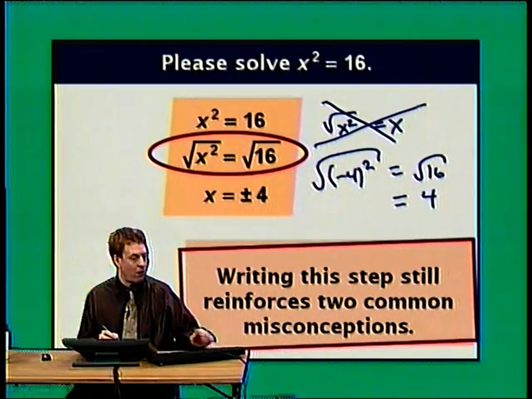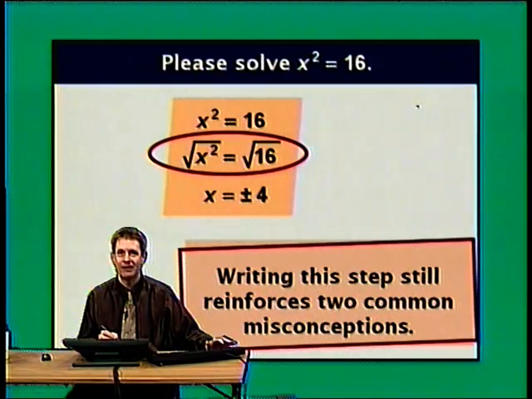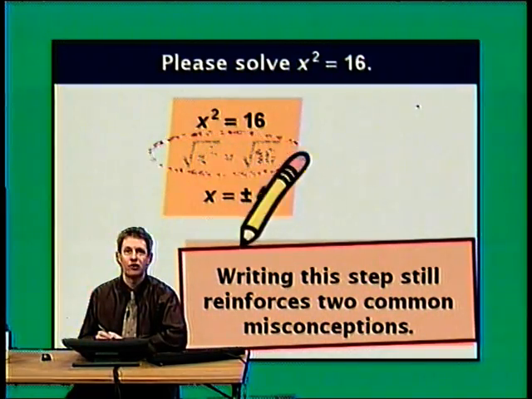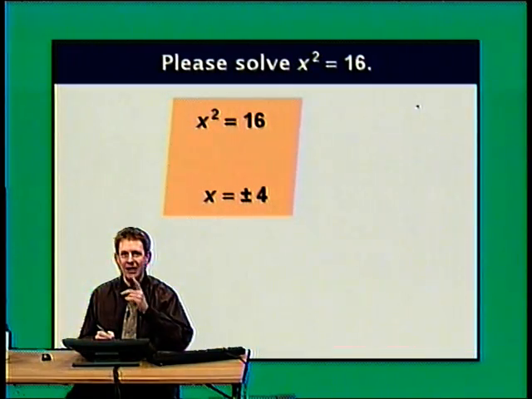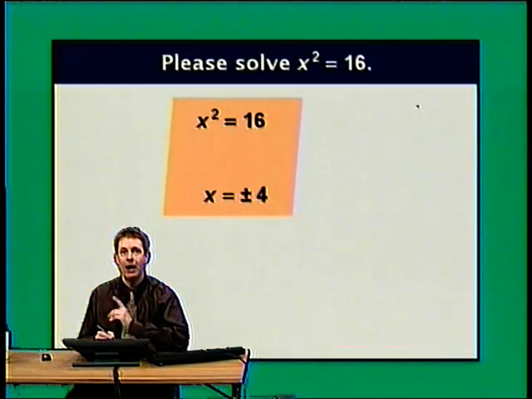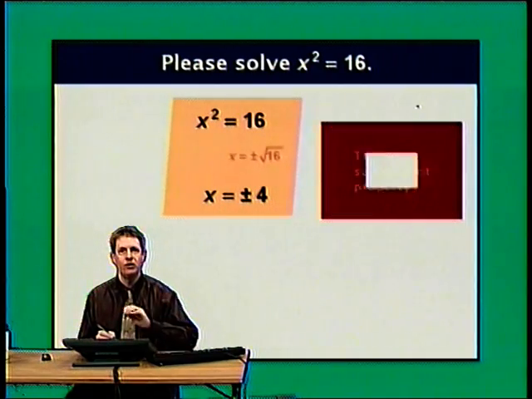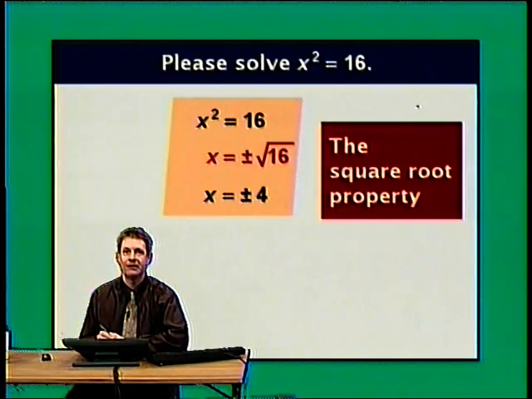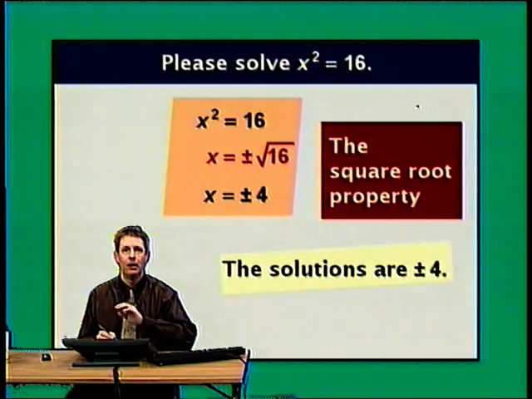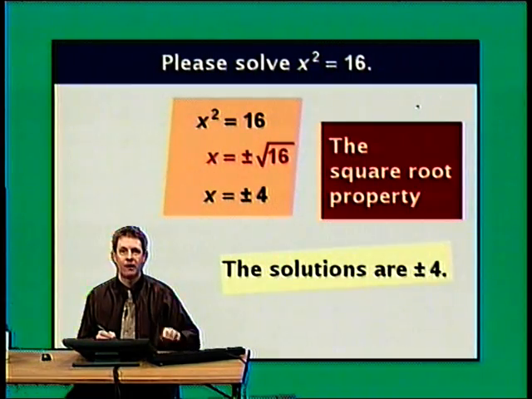Consequently, we do not want to be square rooting both sides. So let's get out our eraser, and let's get rid of this square rooting both sides step, and let's put the proper step in the middle. And the proper step in the middle is using the square root property that says that x equals plus or minus the square root of 16. And since the square root of 16 is 4, x equals plus or minus 4. So our solutions are plus or minus 4.